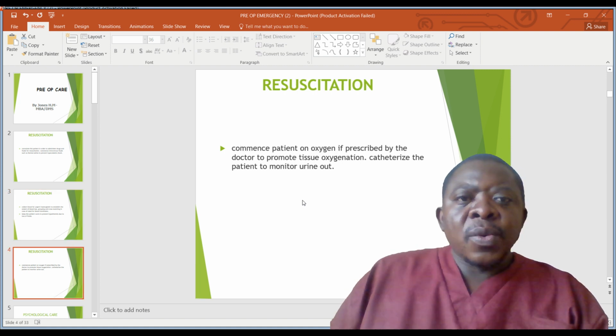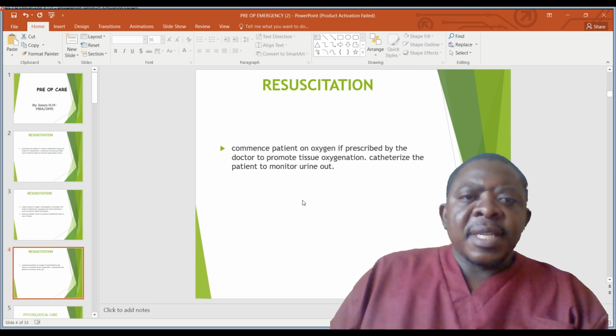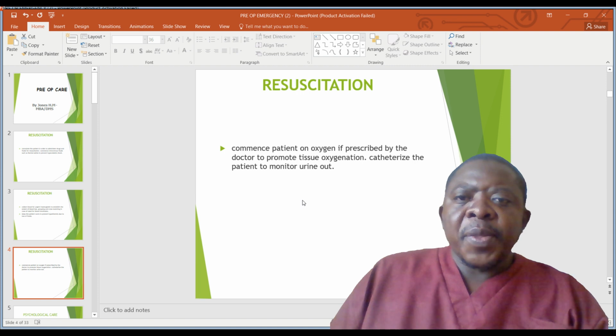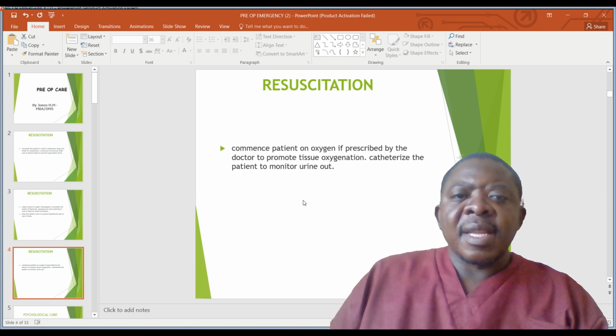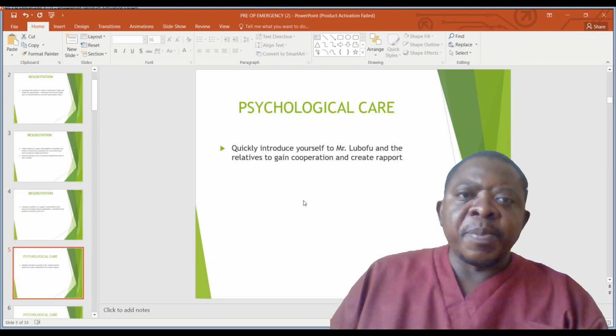Okay, so the other intervention is to commence the patient on oxygen if prescribed or there is need. So by the doctor, there's the one that can prescribe that the oxygen is needed, or if you assess that there is need, then you can catheterize the patient to monitor urinary output.